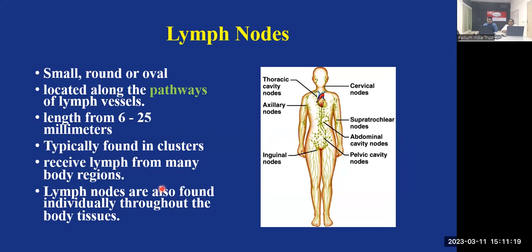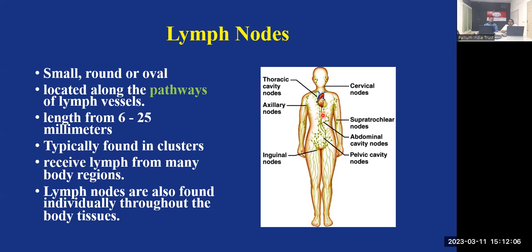The length is from 6 to 25 millimeters, typically found in clusters. The major function of a lymph node is to receive lymph from many body regions. As I mentioned earlier, these lymph nodes are also found individually throughout the body tissues. That is why I mentioned there are around 600 to 700 lymph nodes in our body. From this picture, you can understand that in between the lymphatic vessels, many lymph nodes are situated.